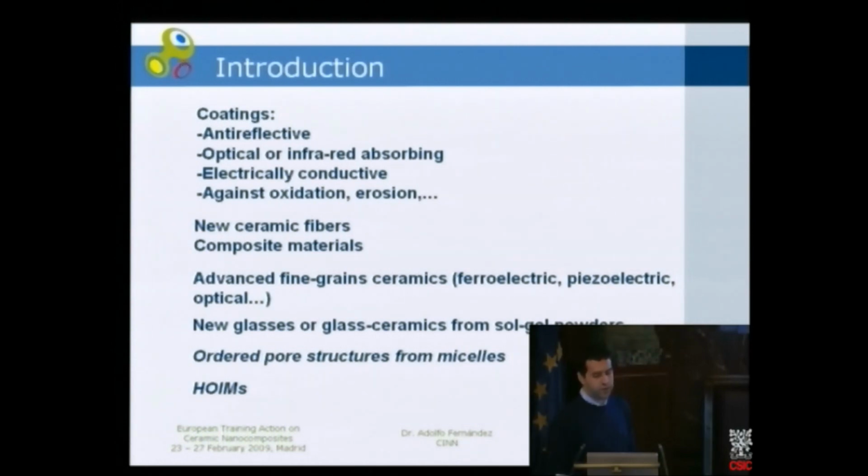Concerning the general applications for this method, it's very useful for coatings, for example, for anti-reflective coatings or for optical or infrared absorbing, to give electrical conductivity, or for resistance against oxidation or erosion. It's used also for the development of new ceramic fibers or composite materials, and probably the closest to the project NanoCare for obtaining advanced fine-grained ceramics. It's also used in glass and glass ceramic technologies, and recently in obtaining ordered pore structure by using micelles, and in obtaining hybrid inorganic materials.